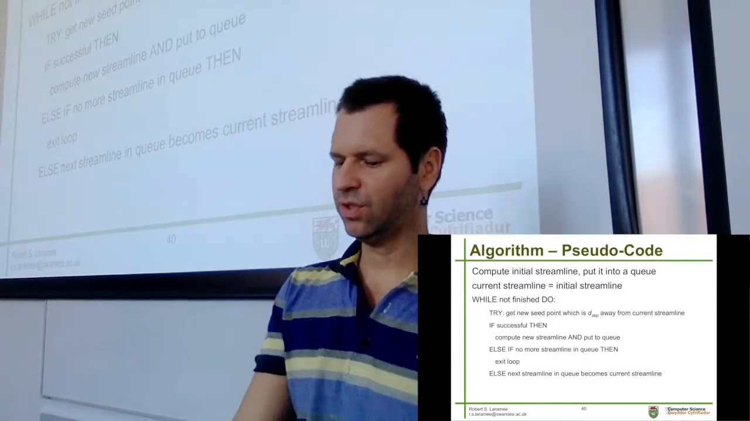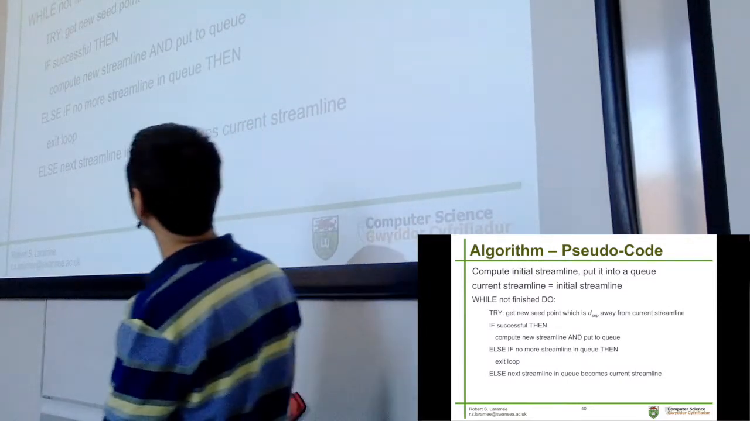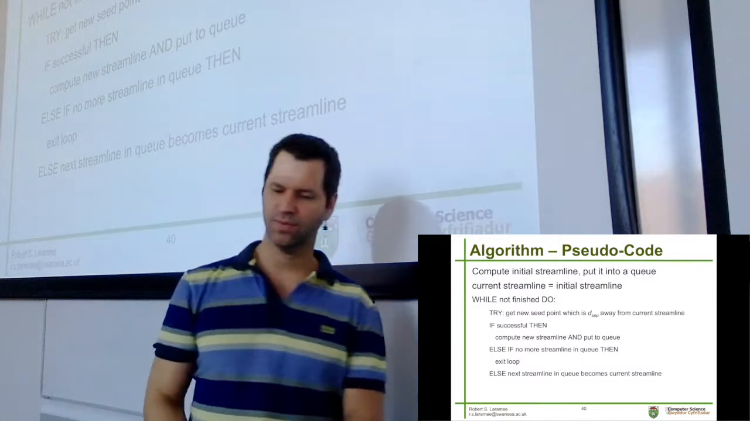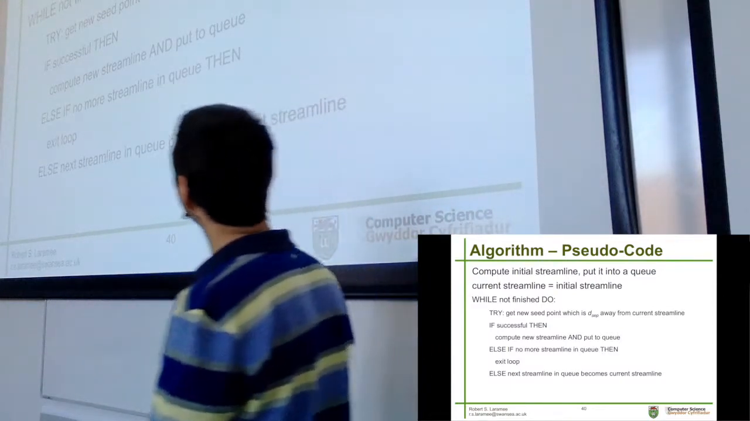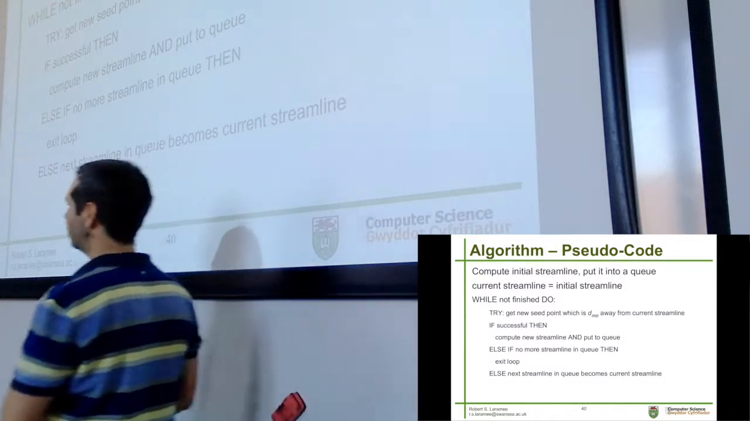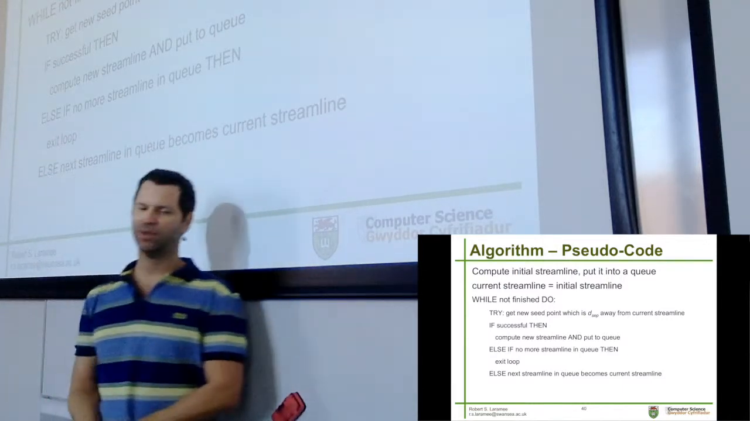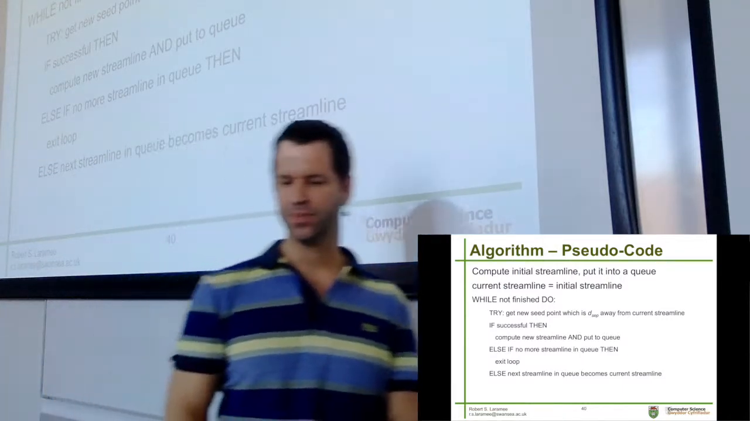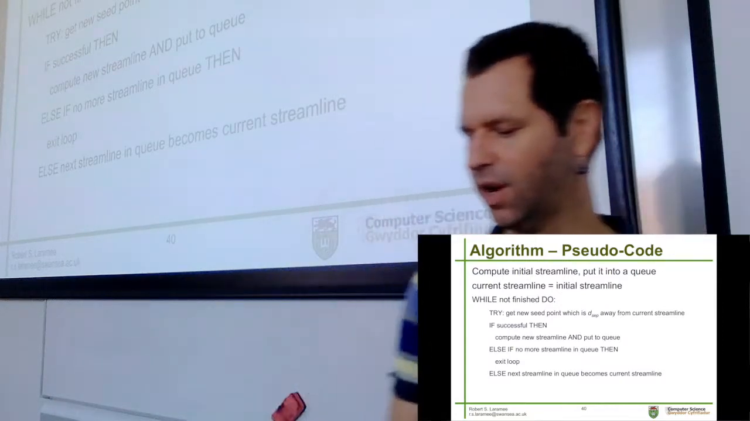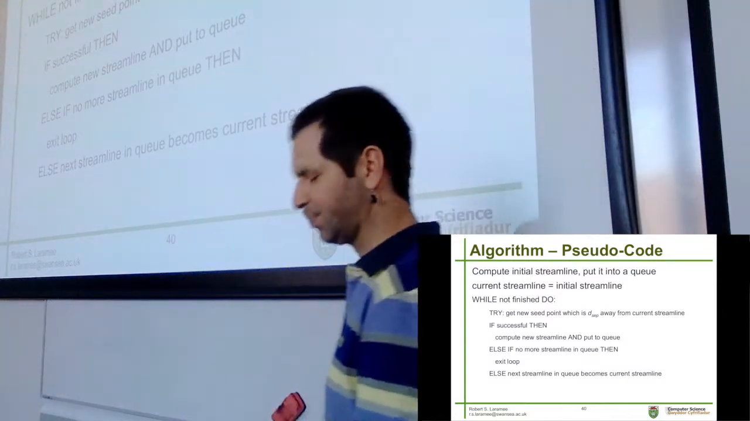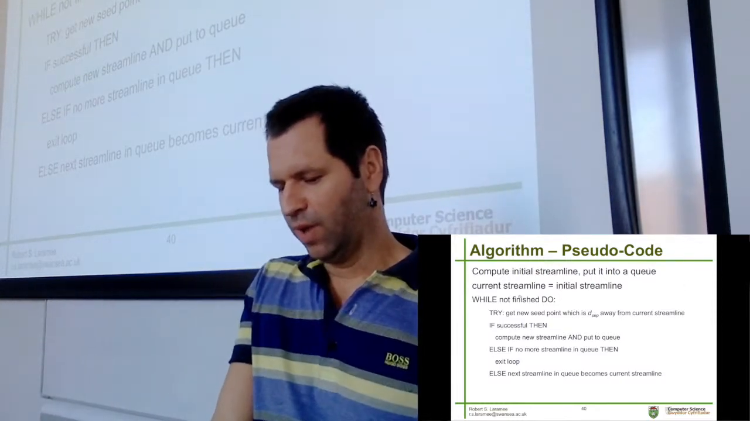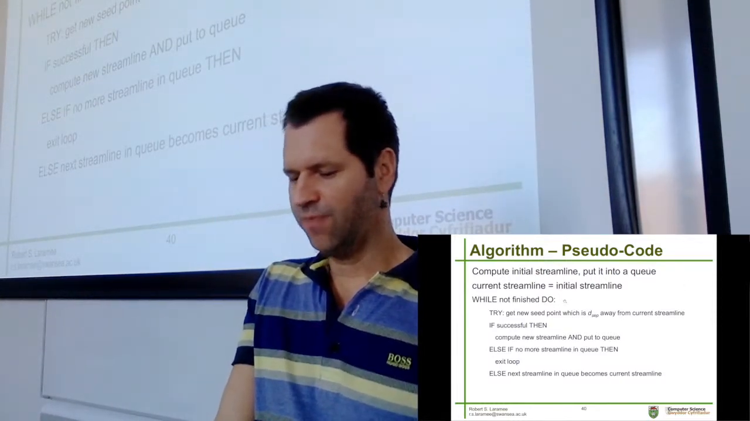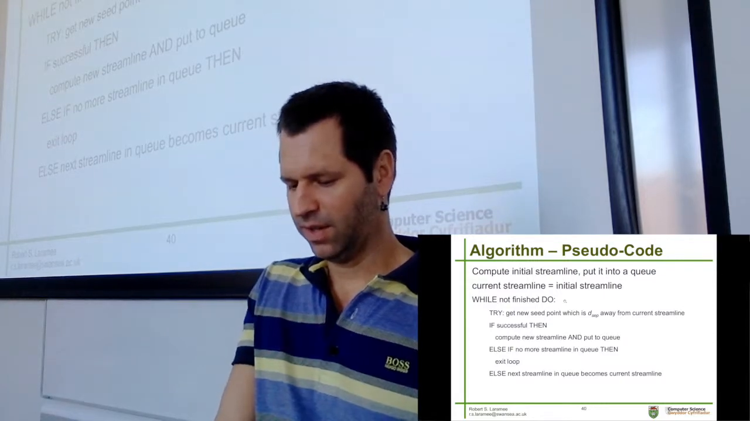So this is the pseudocode. This is what the algorithm actually looks like in kind of processing logic. So we compute an initial streamline and put it into a queue. That was that thick one in the center in that slide. And then we set that to be our current streamline. And there's a while loop here, while not finished. Well, not finished is like on the next slide partially.